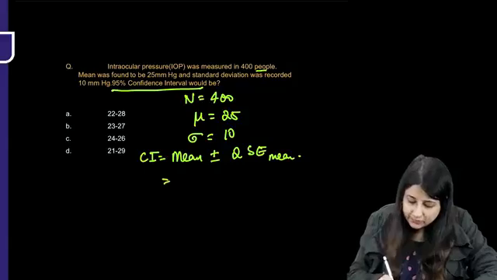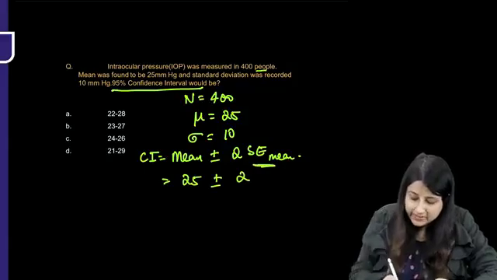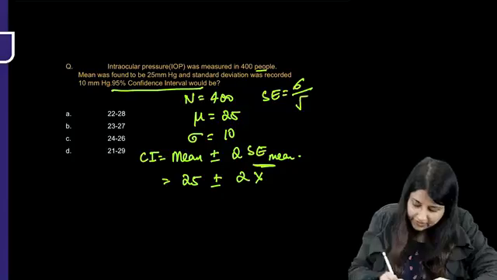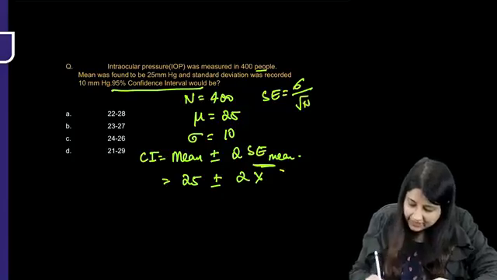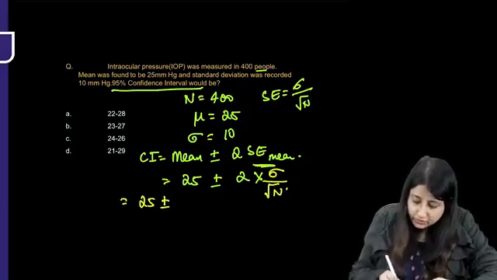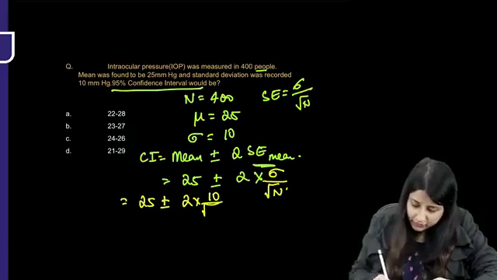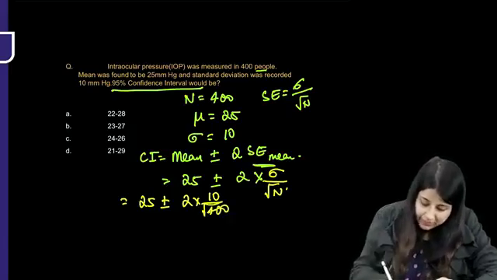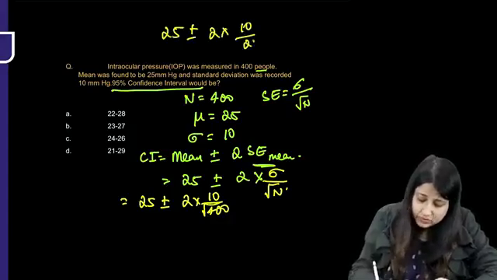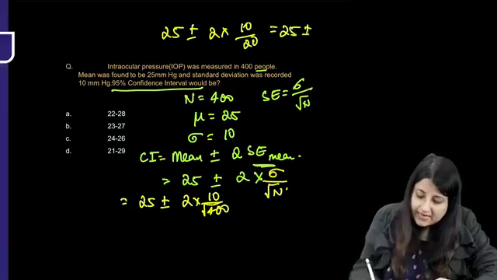So what is mean given to us? 25. What is standard error of mean? That means 2 into standard error of mean, which is standard deviation upon square root of n. So this is 25 plus minus 2 into, what is the standard deviation? 10 upon square root of n, 400. So this will come out to be 25 plus minus 2 into 10 divided by 20. So 25 plus minus 1.